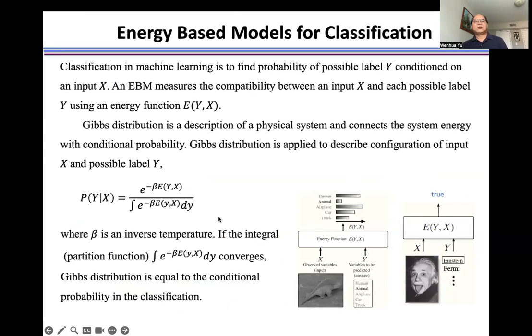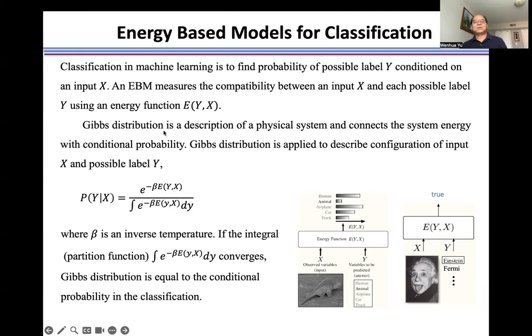Classification problem in machine learning is to find the probability of a possible label conditioned on an input X. An energy-based model measures the compatibility between the input X and each possible label Y using the energy function E(Y, X).